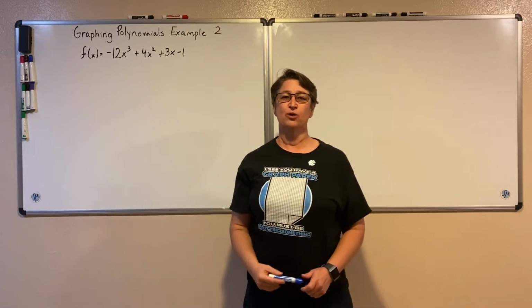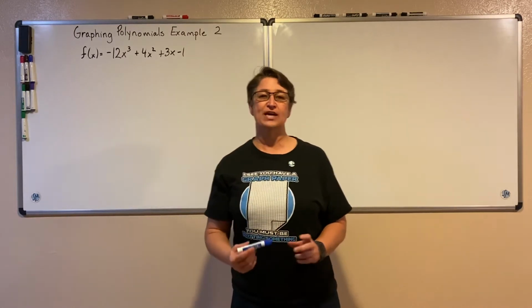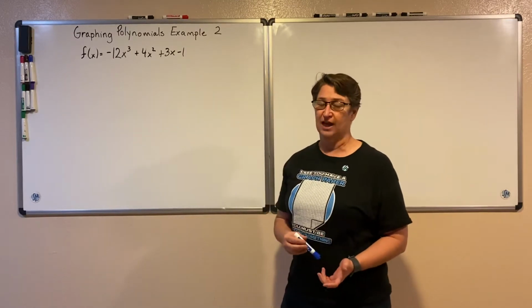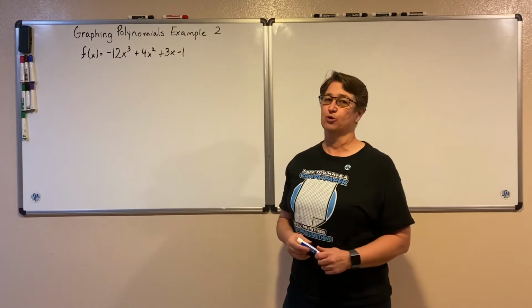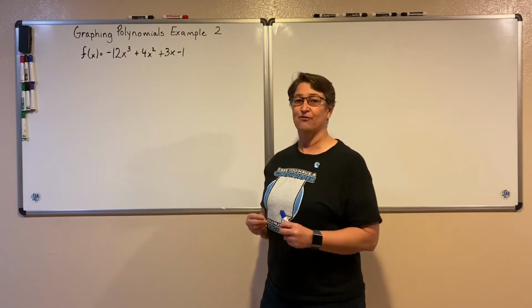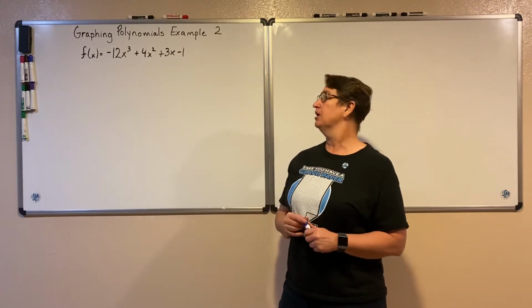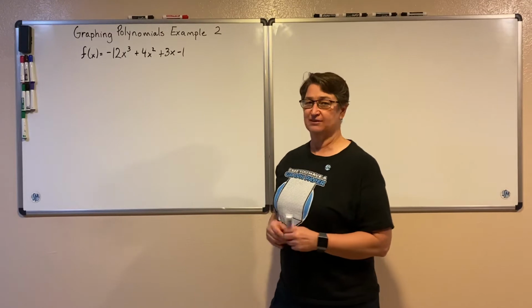In this video, we're going to graph a polynomial. We're going to start by looking at the end behavior and get an idea of what this polynomial looks like. So when we look at the end behavior of our polynomial, we begin by looking at the leading coefficient. And the leading coefficient is just the constant on the term with the highest exponent.